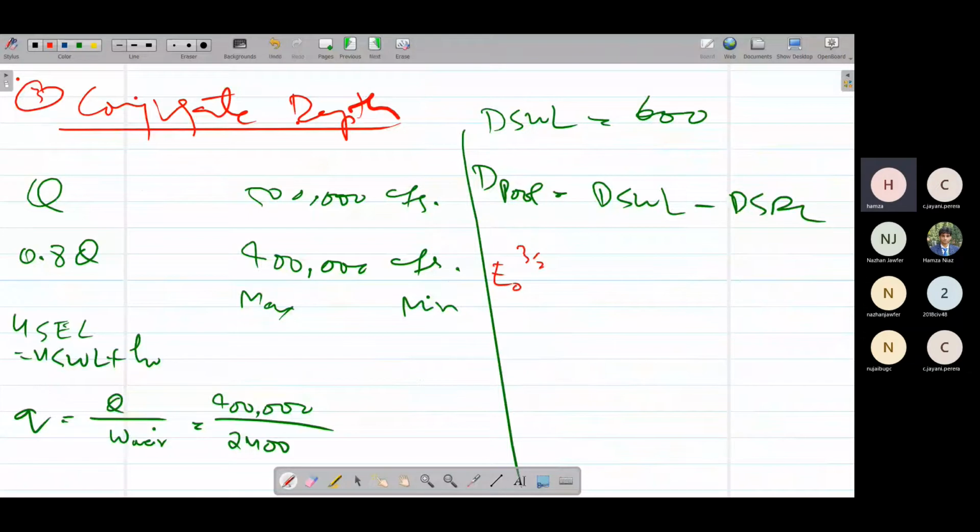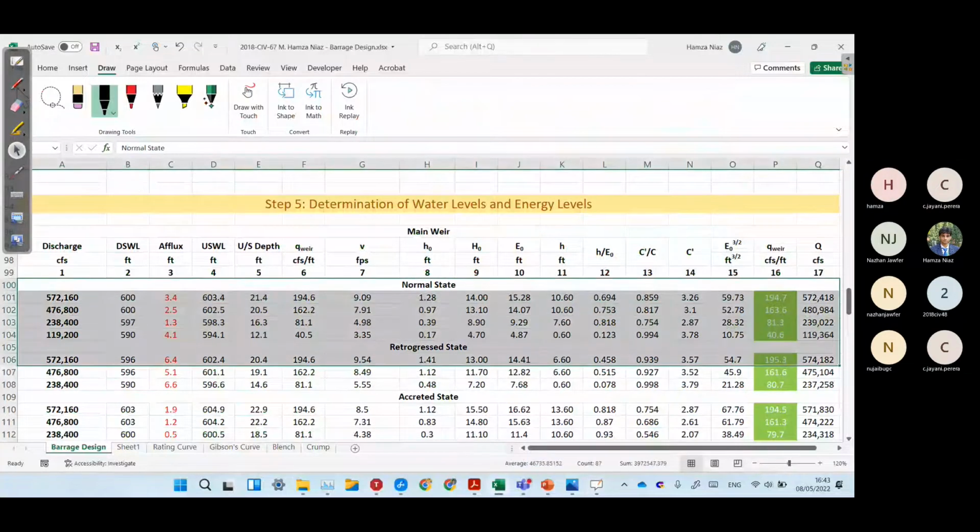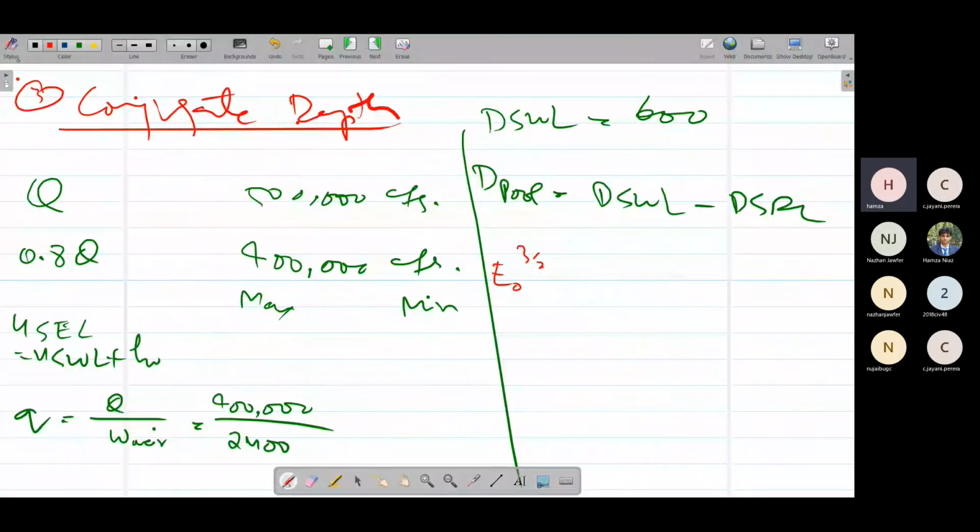E naught was simply this one. This we have already calculated. So we can simply use this E naught value, or we can calculate again. E naught is upstream energy level minus downstream flow level. So actually we have to calculate again. This is E actually: upstream energy level minus downstream flow level. If we subtract them, we'll get this E.